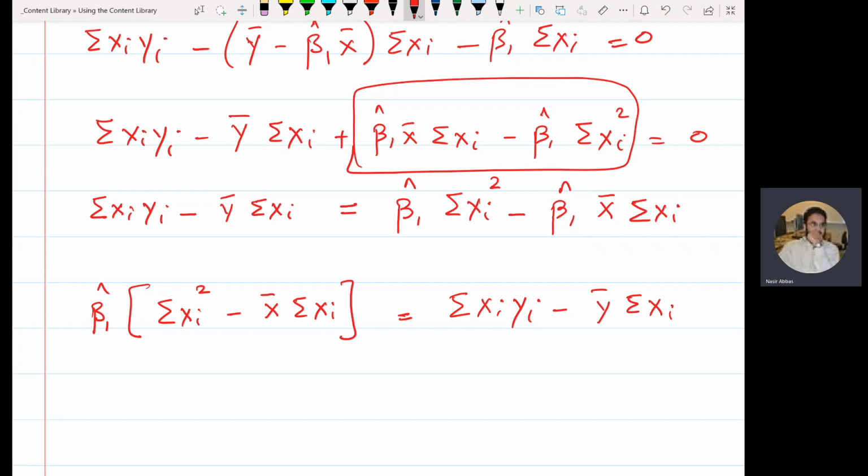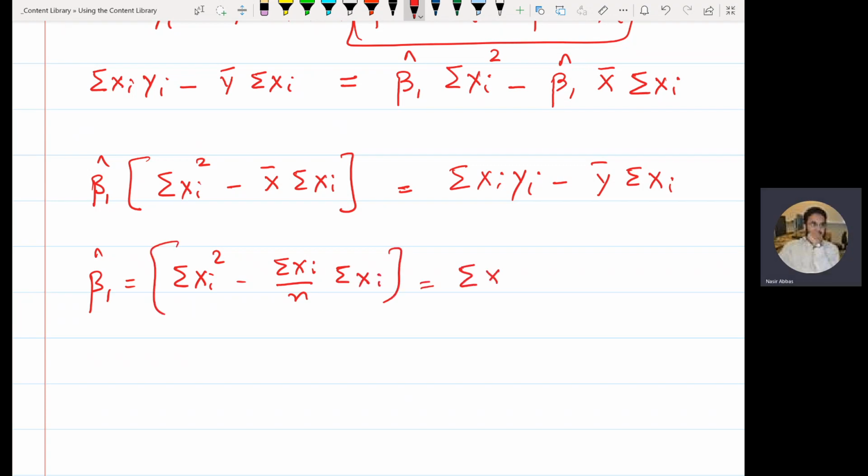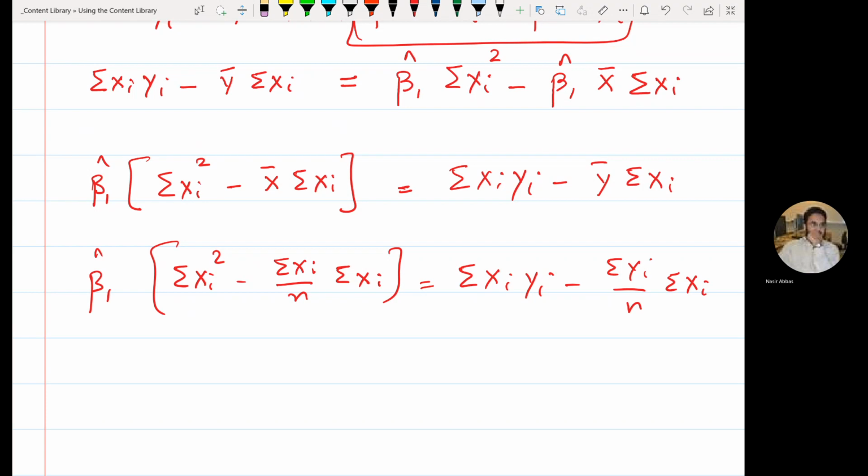Clear? Now what I'm going to do is I'm going to write x bar and y bar. I'll open them. So I will have beta 1 hat equals summation xi square minus, it will be summation xi over n. True? And similarly, y bar will be summation yi over n. Beta 1 hat. Clear?